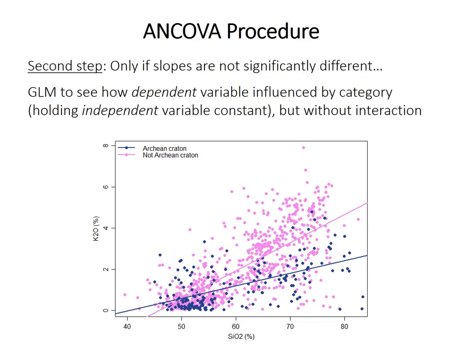We don't have an interaction here, but if the categorical term in the model is significant, that indicates that the groups have a significantly different intercept. I'll show an example of this when I show you how to do it in R at the end of the video.